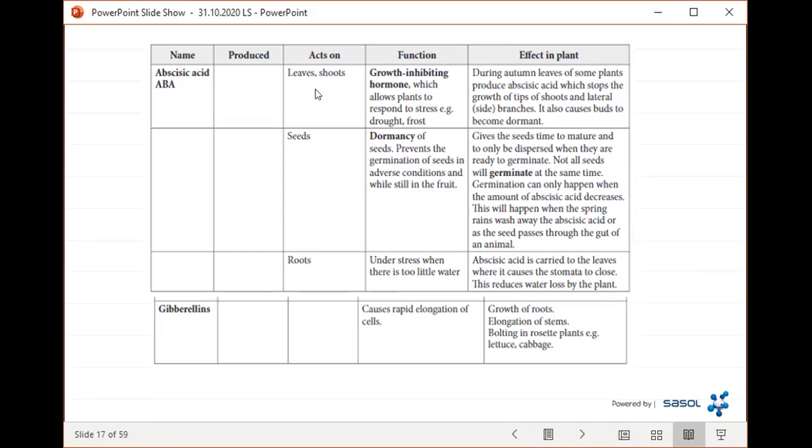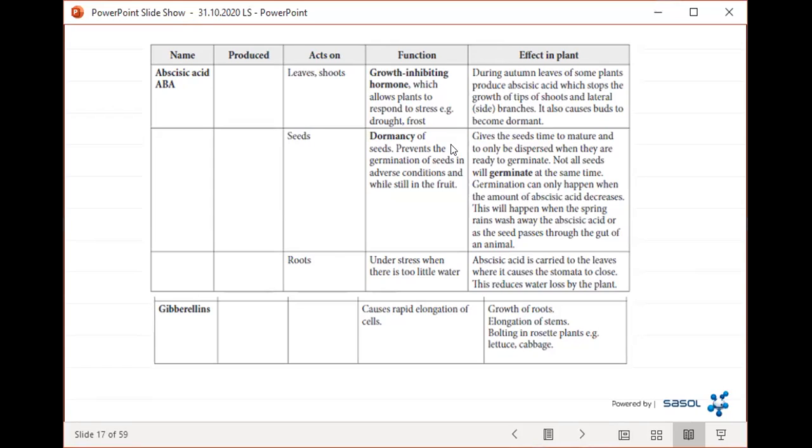So abscisic acid would act on leaves and shoots, and its function on leaves and shoots would be as a growth inhibiting hormone. So remember we said that abscisic acid is a growth inhibitor. Right, so it allows plants to respond to stress, for example, drought or frost. And then its effect on the plant is that during autumn, leaves of some plants produce abscisic acid, which stops the growth of tips of shoots and lateral branches. And it also causes buds to become dormant.